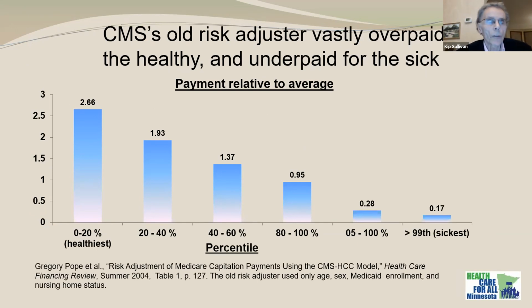Here's another way of looking at how bad a 1% risk adjuster is. You see here in the leftmost column, a column representing the healthiest 20% of Medicare beneficiaries. And what you see here is that old 1% risk adjuster overpaid for that healthiest quintile of Medicare beneficiaries by 2 2/3. Now, cast your eye way over to the right side, and there you see that they're underpaying vastly for the sickest 1%. They owe $1 and they're paying 17 cents. That's how bad a 1% risk adjuster is.